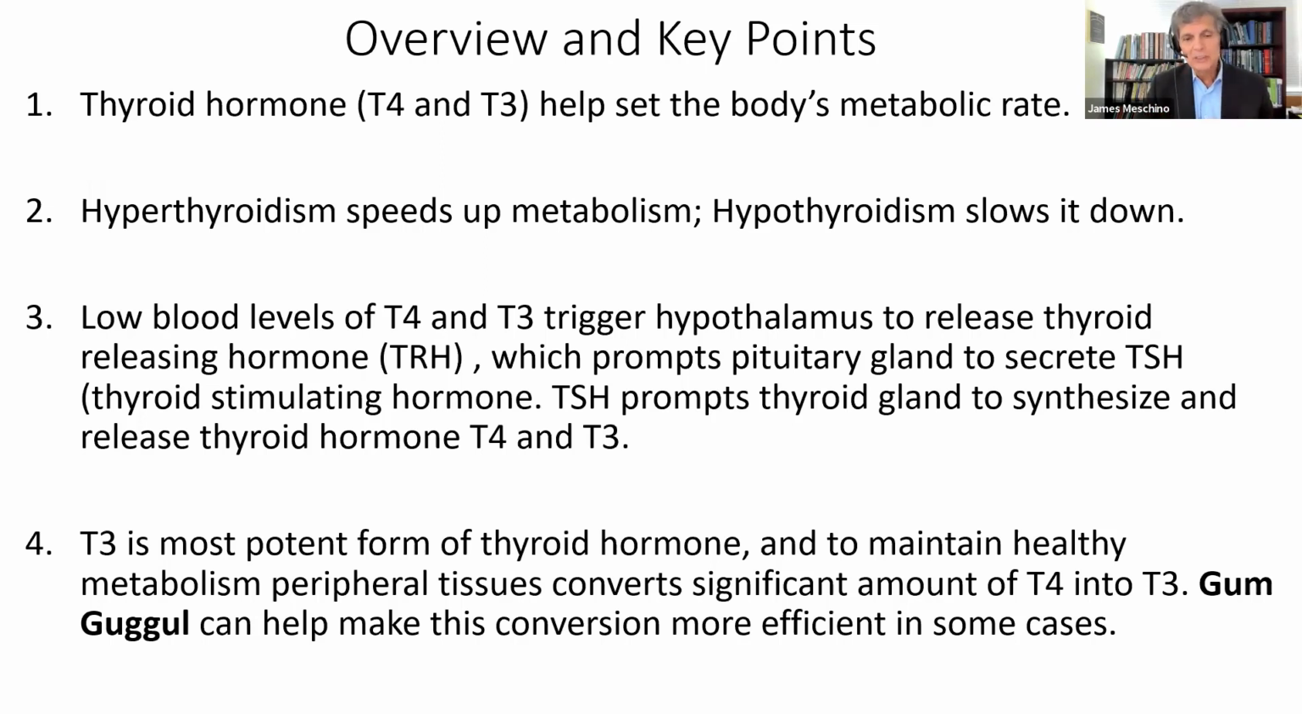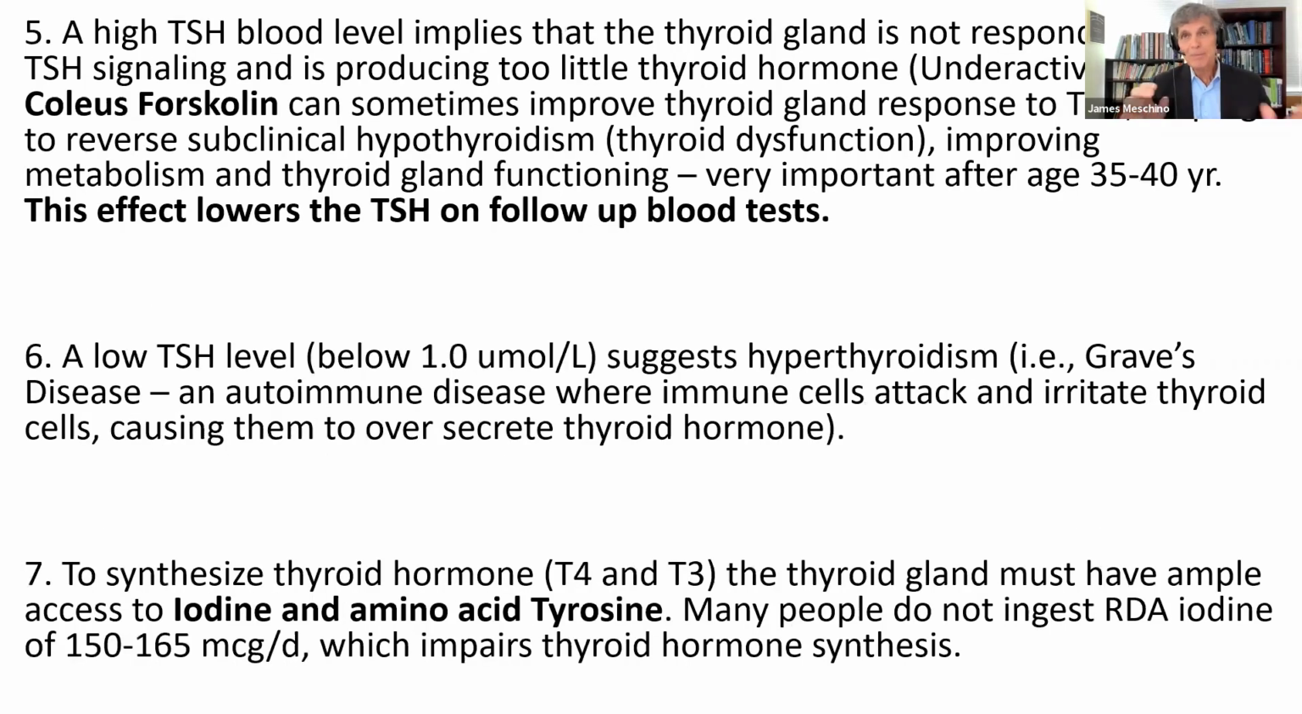So the peripheral tissues of the body convert a significant amount of T4 into T3 to optimize thyroid hormone function on peripheral tissues. Sometimes that doesn't happen really efficiently. What you're going to see in the research here is that the herb known as gugulipid can help to facilitate increased conversion of T4 to T3 and effectively improve thyroid hormone function on peripheral tissues, speeding up metabolism and doing some other things that are quite desirable.